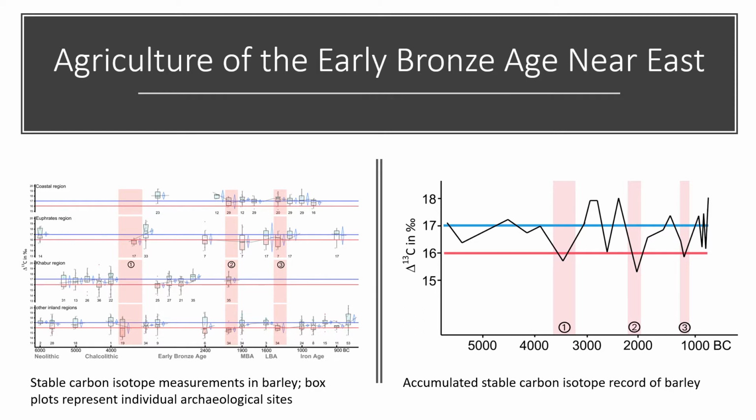The 4.2 BP event is also reflected in archaeobotanical barley from the Near East. It shows increased drought stress in the second half of the Early Bronze Age. The pictures show the stable carbon isotope measurements in barley at different sites. The 4.2 BP event is the red column labeled with the number 1. The drop of the values below the red line indicates drought stress experienced by the plants during their living time. Extended drought may have also strongly affected agricultural production. We will consider these aspects further down the road.